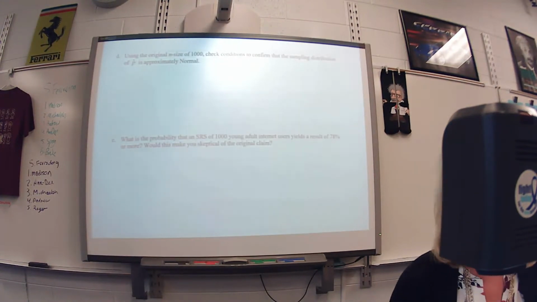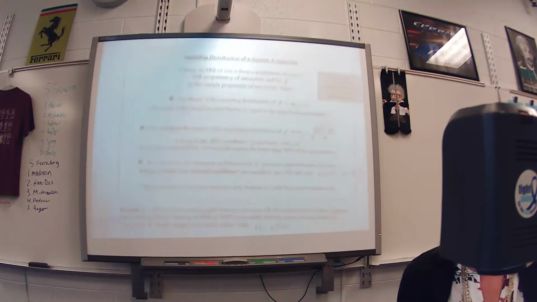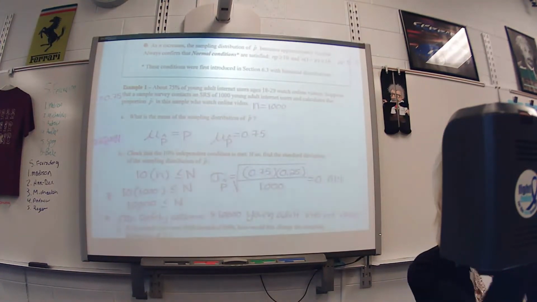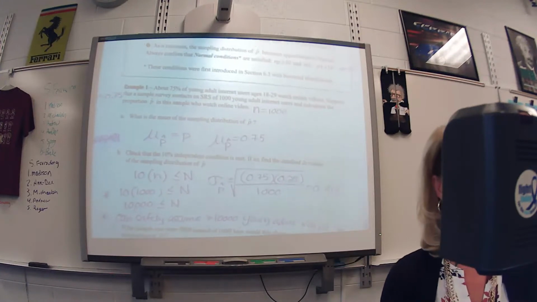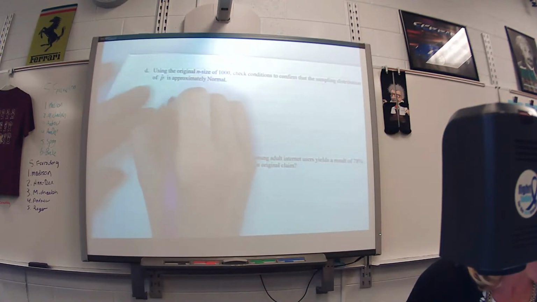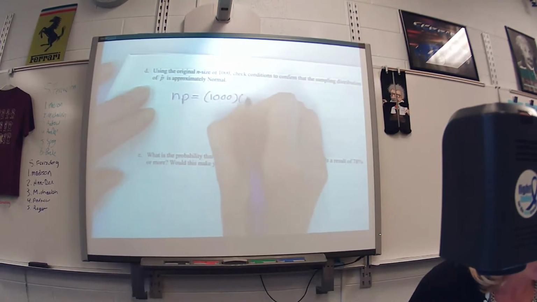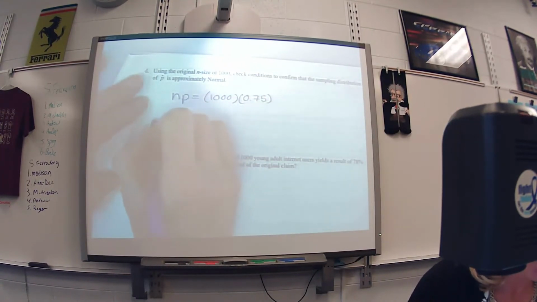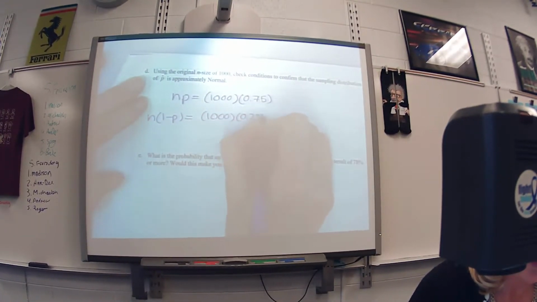Using the original n size of 1,000, so going back to the real problem, check conditions to confirm that we have approximate normality. The issue is, on this one, we're at what I call a 75-25 split. That would make a slightly skewed binomial distribution. Well, n and p work in partnerships. So you're going to multiply n times p, which in our case, n was 1,000, p was 75%, and then n times 1 minus p will be 1,000 times 25%.